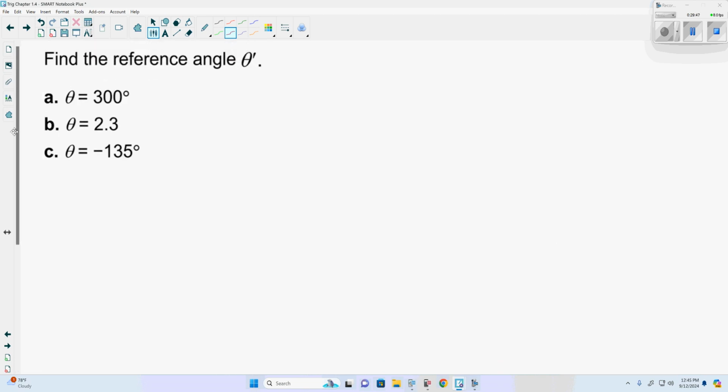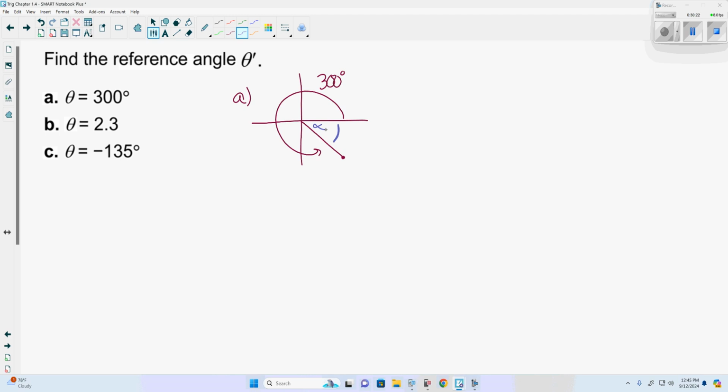So what we want to do next is find some of these reference angles. Now for A, 300 degrees. In our quadrants, 300 degrees is going to be down here, because this here would be our 300 degree angle. So our reference angle is going to be this angle here. We'll call it alpha.